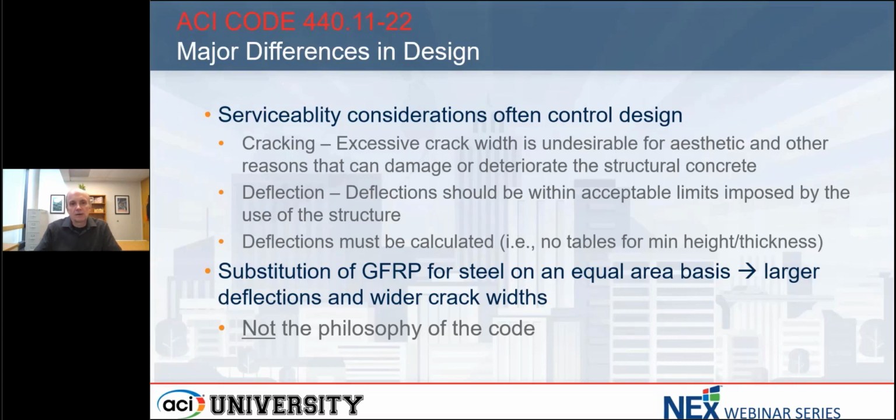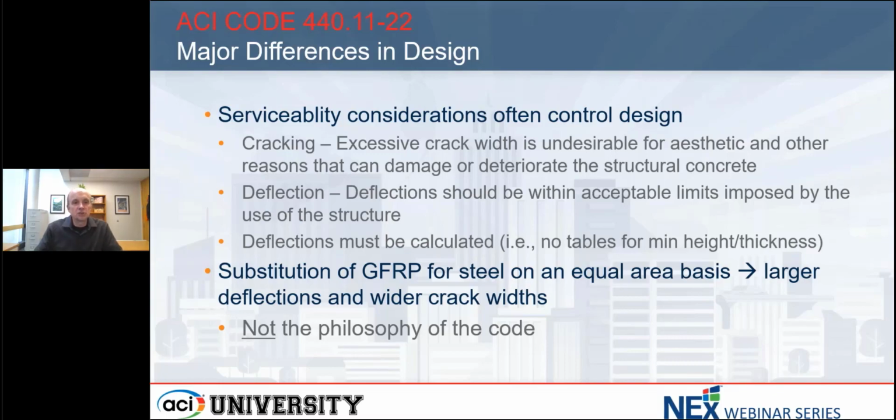And then this is also complicated by the fact that with GFRP reinforcement, you have to calculate deflections. There are no tables for minimum height or thickness of a section. You have to actually calculate what your deflections are. So you need to calculate those and then compare them to limits. And again, these limits are often going to control the design, so it becomes pretty critical to calculate these types of things.